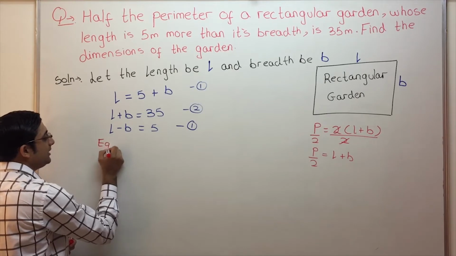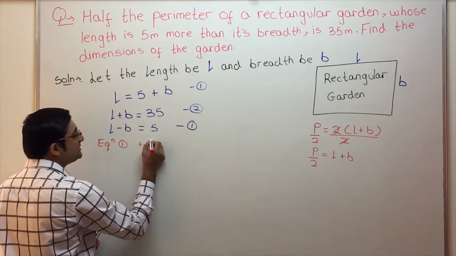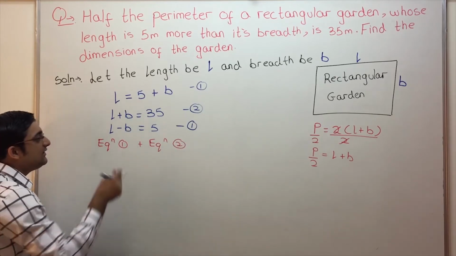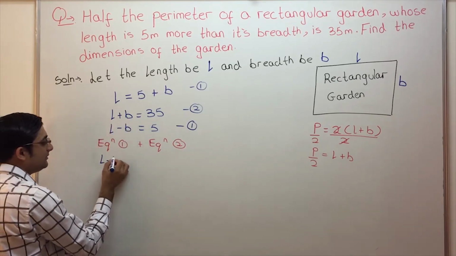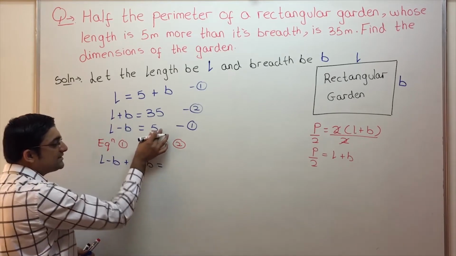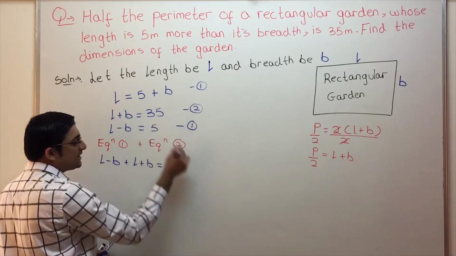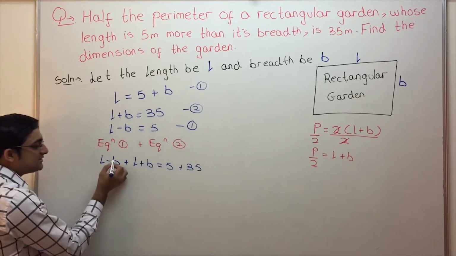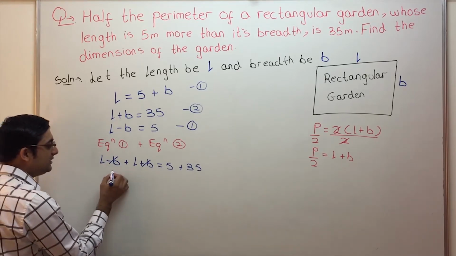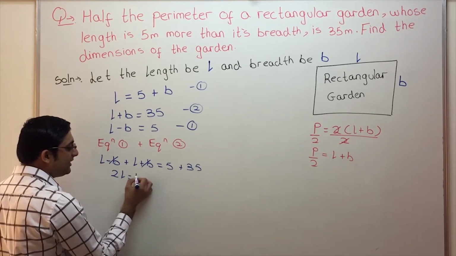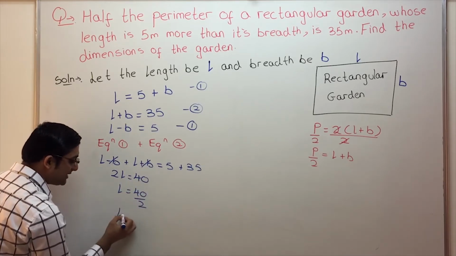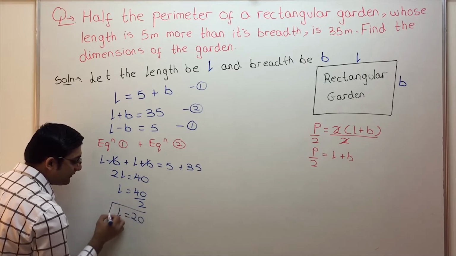So equation 1 plus equation 2 means left hand side of equation 1 plus left hand side of equation 2 is equal to right hand side of equation 1 plus right hand side of equation 2. So why do we do this? See, minus B plus B cancel off. So we have eliminated a variable. L plus L, 2L, 5 plus 35, 40. So from here we get L as 40 divided by 2, that is L is equal to 20. So we've got the value of L.